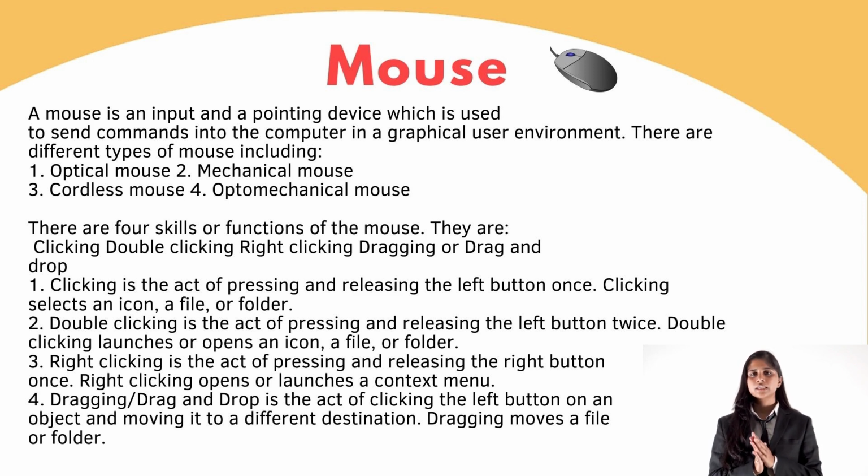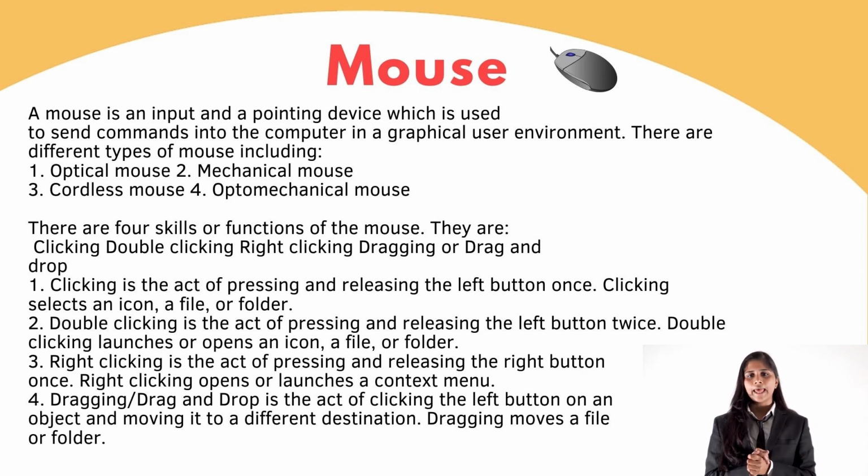So we will see some skills or functions of the mouse. They are clicking, double clicking, right clicking, dragging or drag and drop. Here we studied about the clicking in the mouse, and we will study it in brief. So firstly we will see the clicking. Clicking is the act of pressing and releasing the left button once. Clicking selects an icon, a file or folder. So clicking is basically used to select any icons on the monitor.